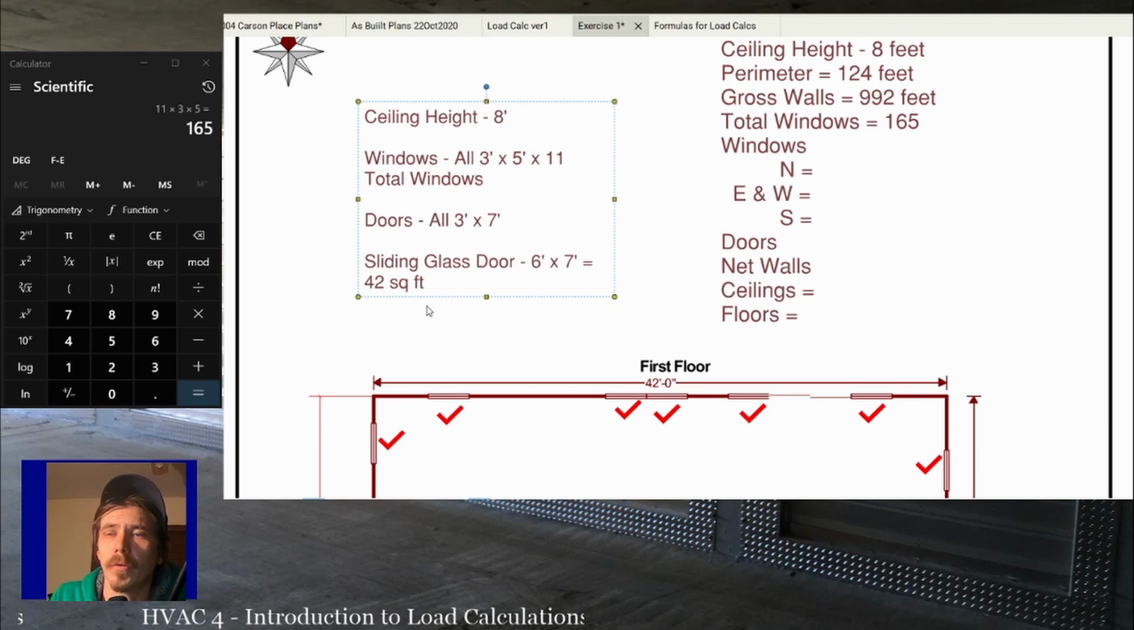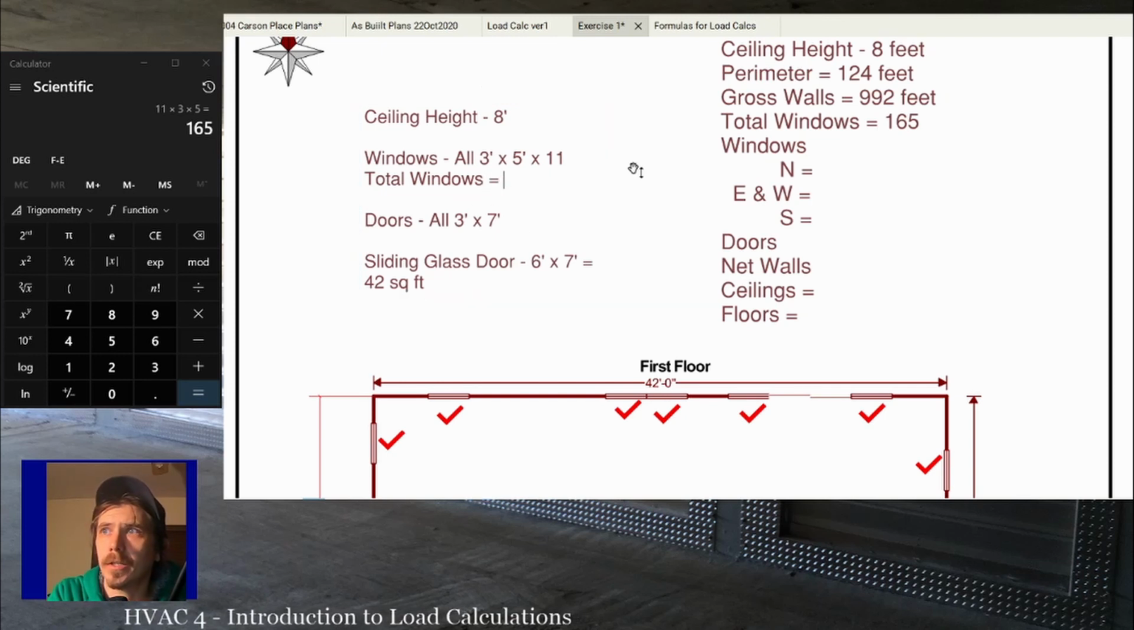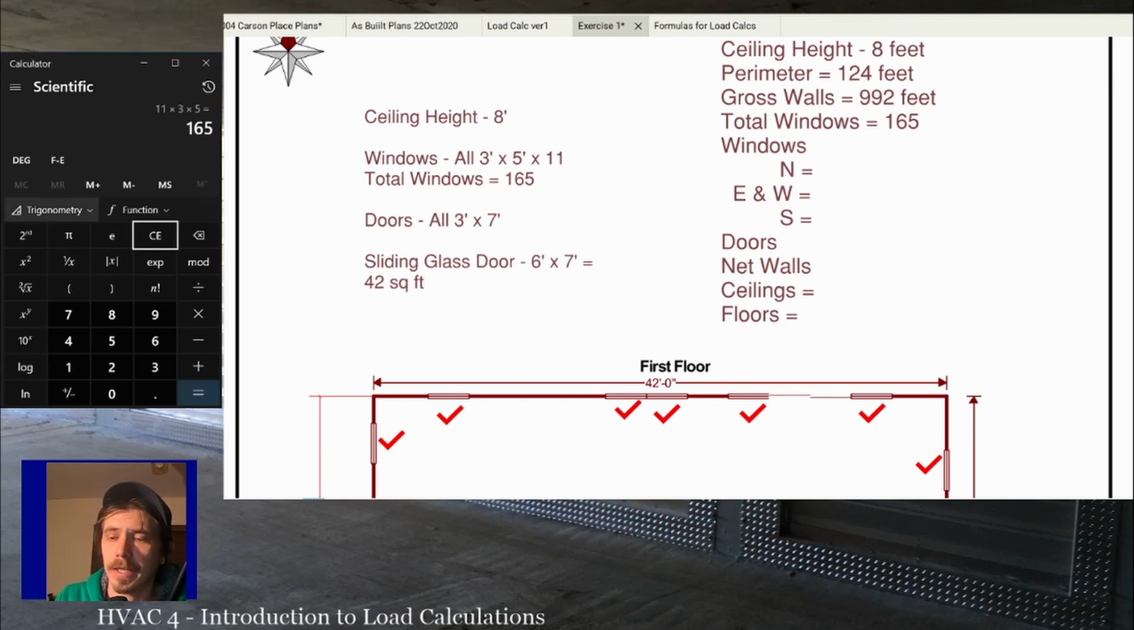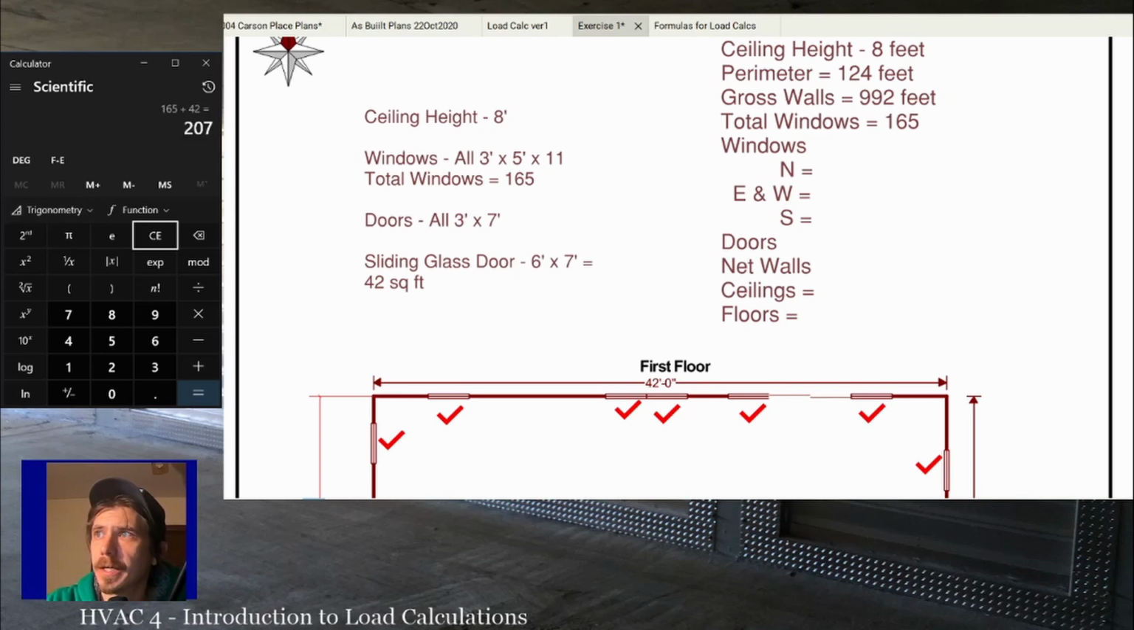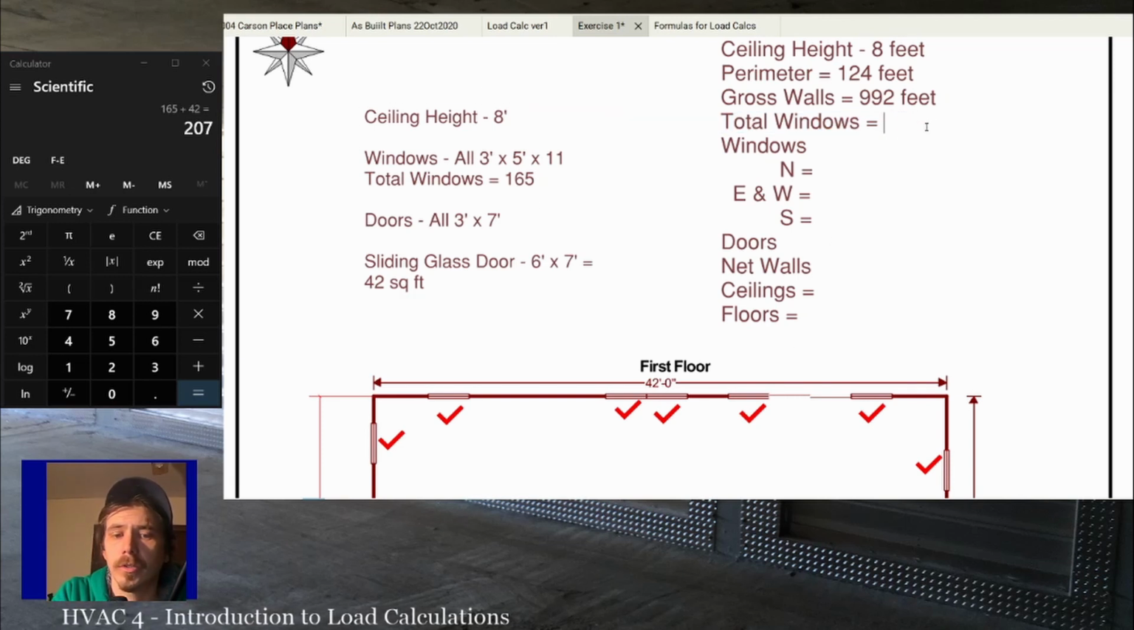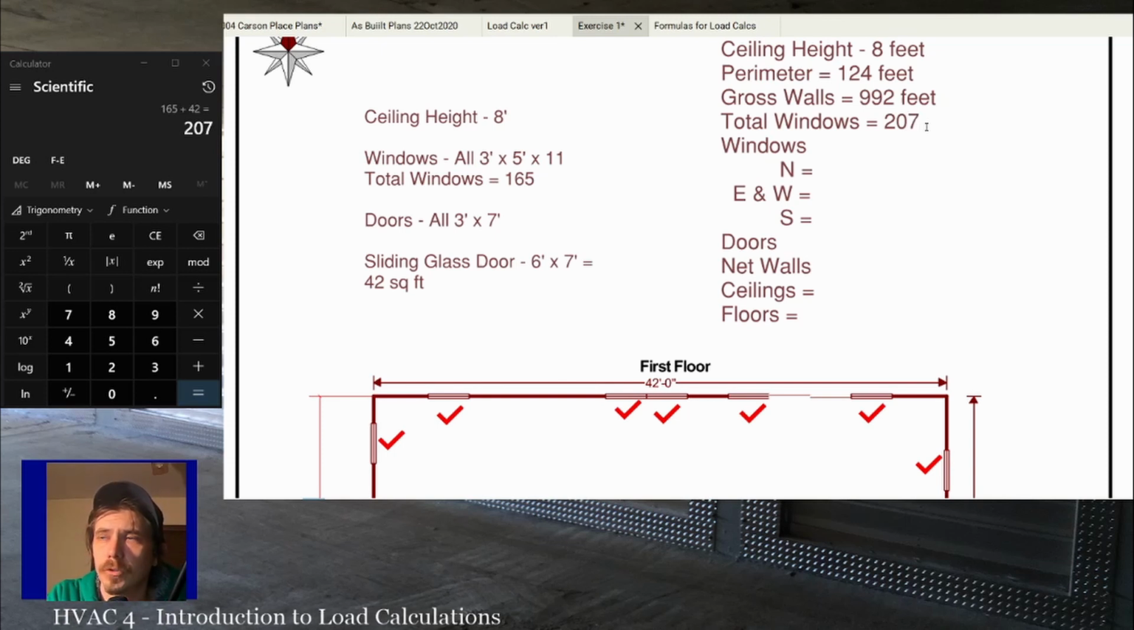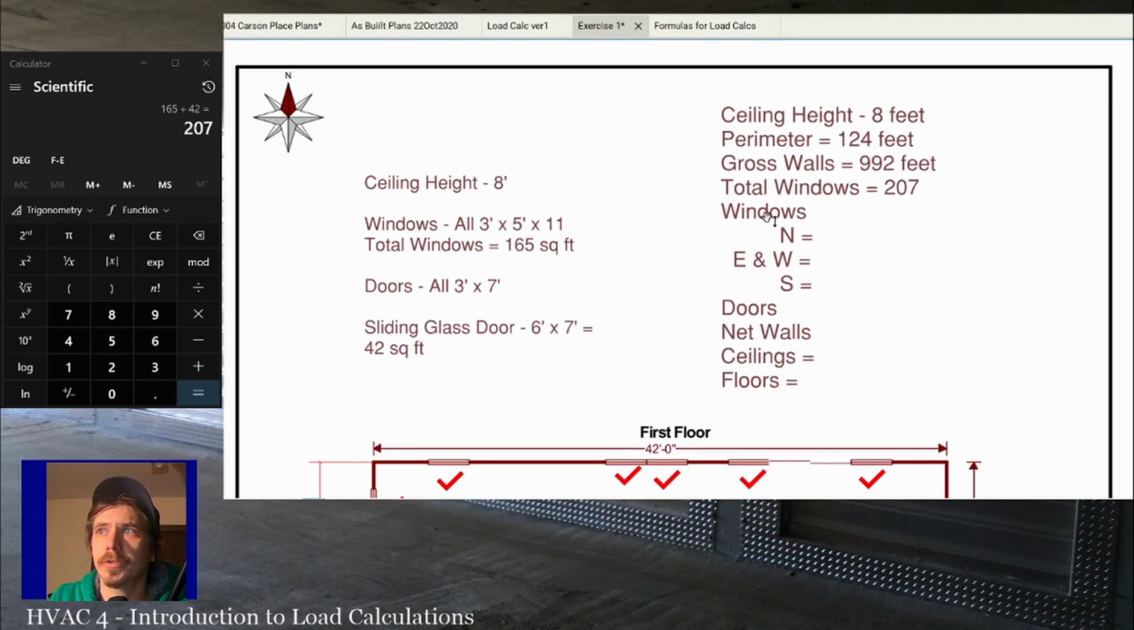So if we had a different type of window, right, or a different shape, like we do here, a sliding glass door, we need to add that in. So we've got the total windows equals 165 plus our sliding glass door, which is 42. That will give us our actual total windows over here, right? Because a sliding glass door is more than 50% glass. So the sliding glass door is 42, so that 165 plus that 42 will actually give us 207, right, for total windows. So the actual windows are 165 square feet. Our sliding glass door is 42 square feet. So our total windows are 207 square feet.